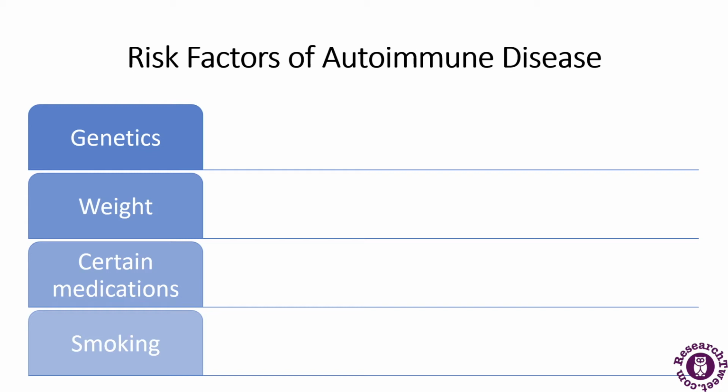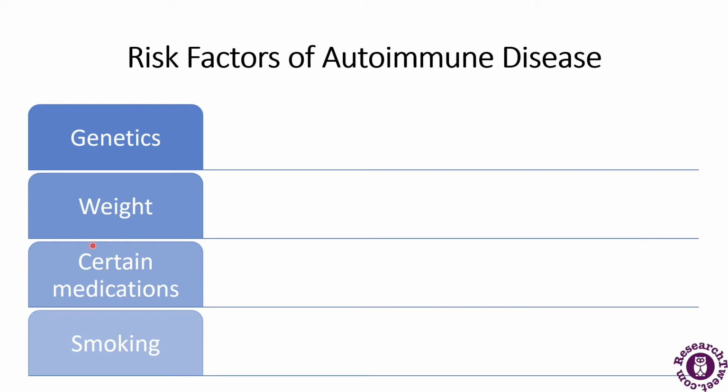Weight is also one of the risk factors. For example, being obese or overweight raises your risk for arthritis. This could be because more weight puts greater stress on the joints, or because fat tissues make substances that encourage inflammation. So weight is the next risk factor.